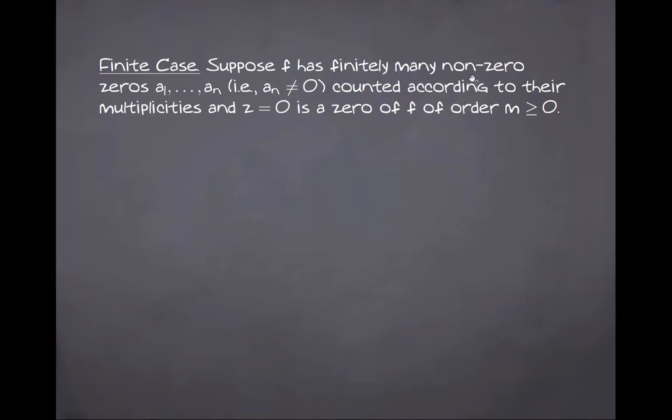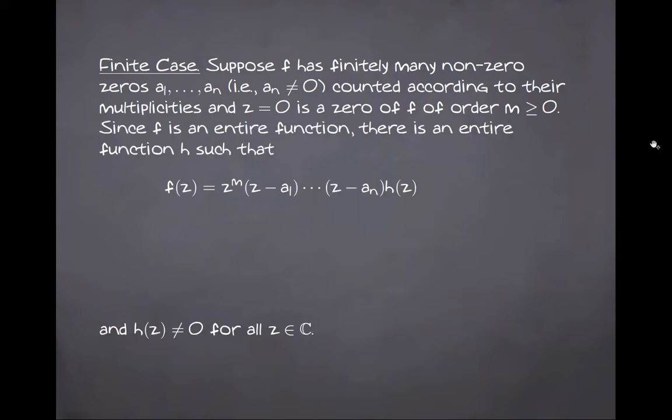So suppose f has only finitely many zeros, counted according to multiplicities, and those are a1, a2 up to an. So f(a1) is 0, f(a2) is 0, f(an) is 0, and all these are non-zero complex numbers. And also z equals 0 is a zero of f of order m greater than or equal to 0. All these are complex numbers where f is 0, but these are non-zero complex numbers. So suppose these are the only zeros of f.